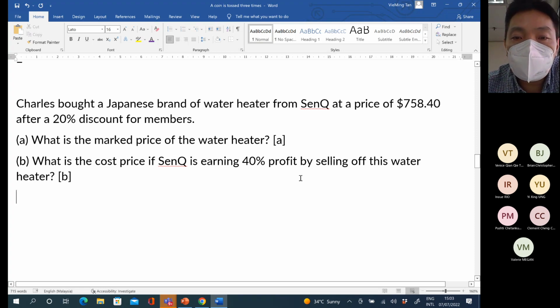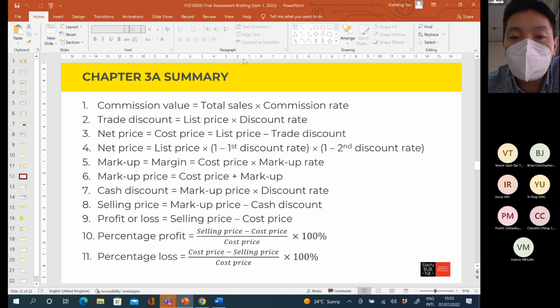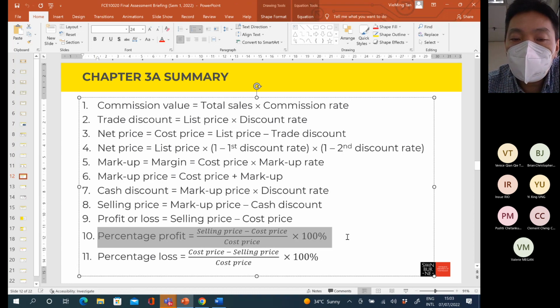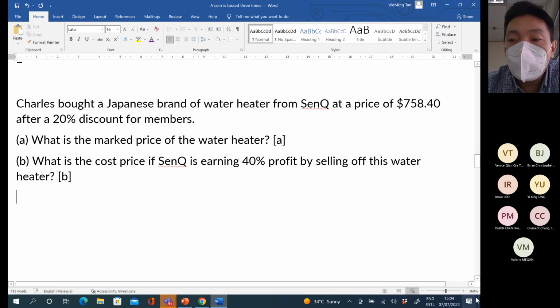So in order to answer this question, you have to go back to your formula list. You may have found that the most suitable formula will be this one, right? Because percentage profit is 40%, selling price is 758.4, and you're asked to get the cost price. So this formula is the most suitable formula to be used. If you are using this formula, that means we do not need the information for discount anymore. Discount information you can just ignore. It's not applicable for part B. Okay, if you are using this formula, so we copy this formula to solve the problem for part B.